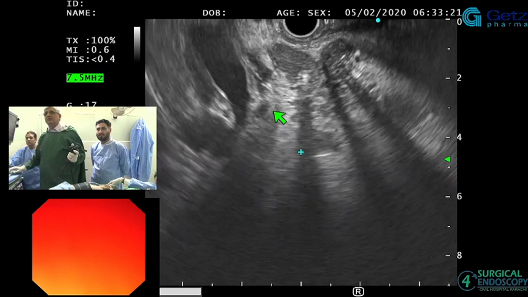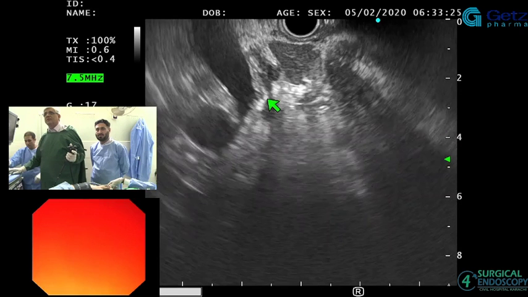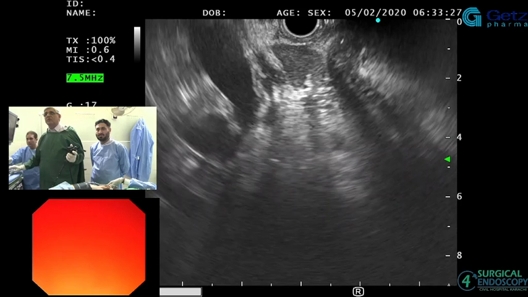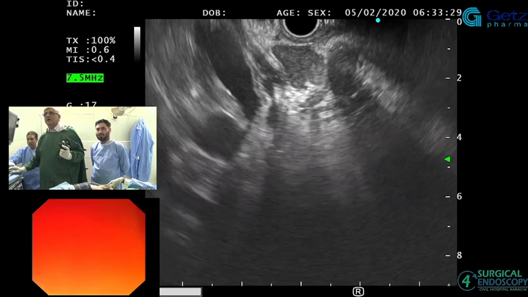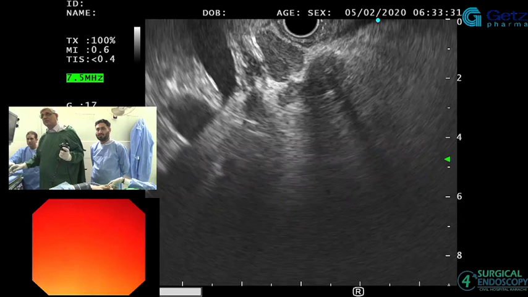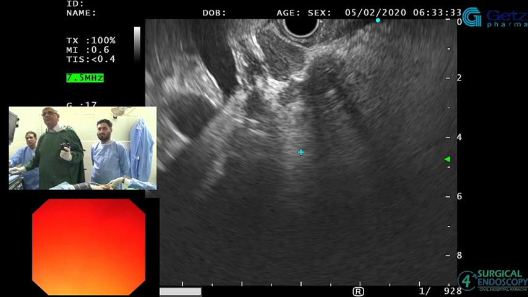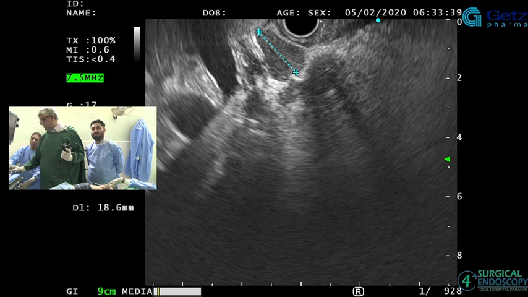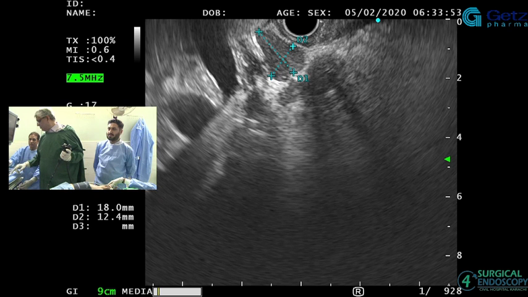So we can take the cursor off, and if we want to, we can quickly measure it. We press the caliper button. You have this plus sign. Press the set button. You get the option there. Press the set button again. You've got 18 mm. Again, you'll have the plus sign. Press set following that, and you've got the measurement. Press set. So that's how you measure it. This is quite big, but it could be inflammatory.